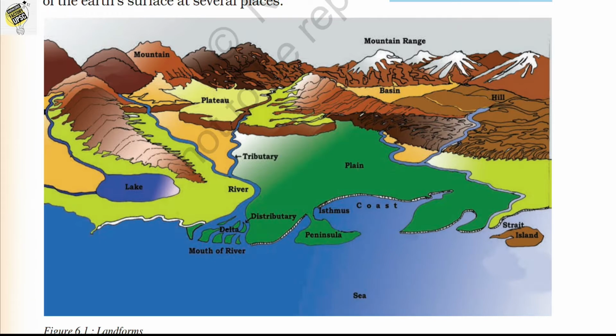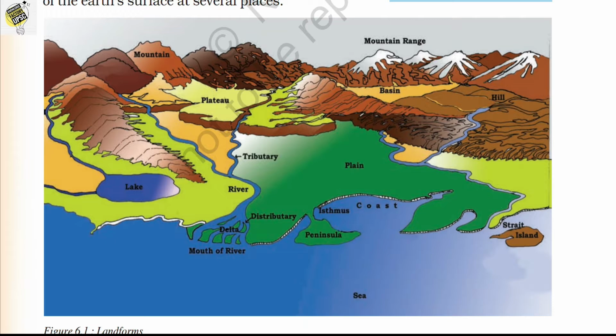These changes in the landforms are mainly due to two processes, that is internal process and external process. That is very important. What is internal process and what is external process? The changes happening inside the earth are known as internal process, and the changes happening above the earth surface are known as external process.